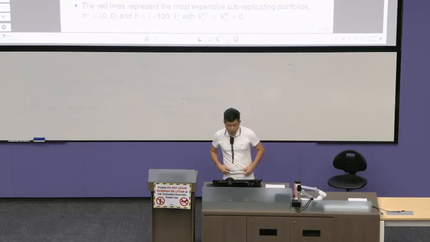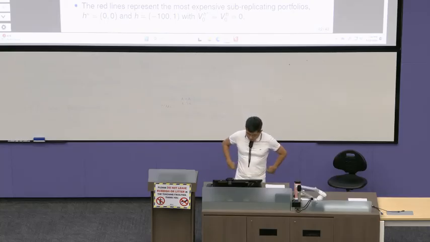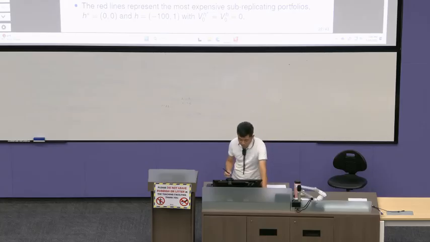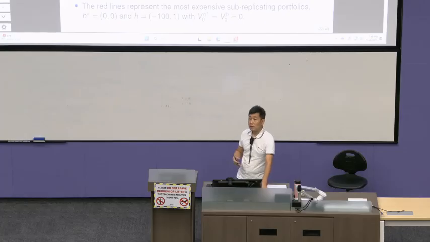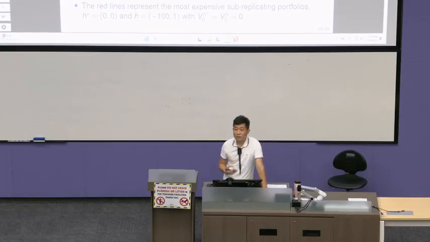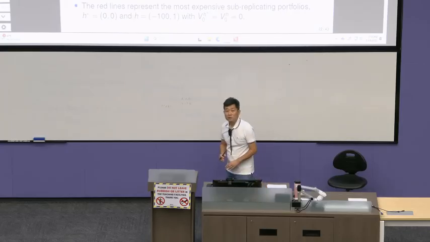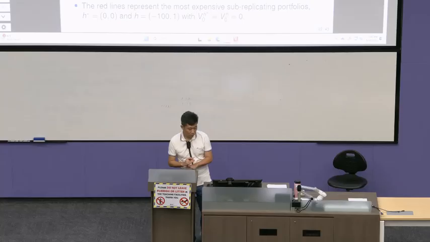Okay, so recall, we have these three dots representing the payoff of my derivative under the three scenarios. When my underlying price is 90, I get 0. When my underlying price is 100, I get 0. And when my underlying price is 110, I get $10. So this is the payoff of my option under these three scenarios.